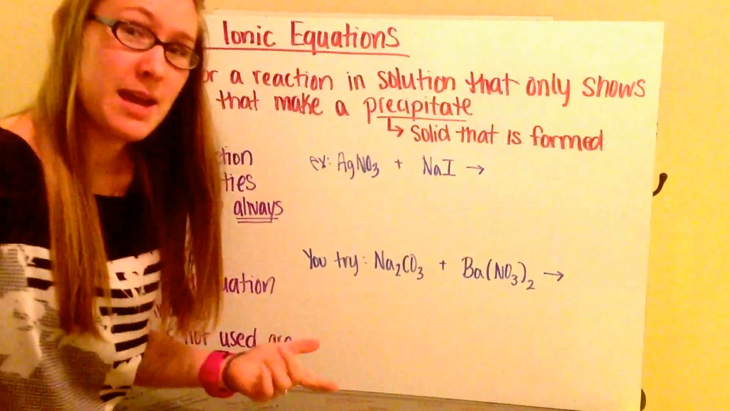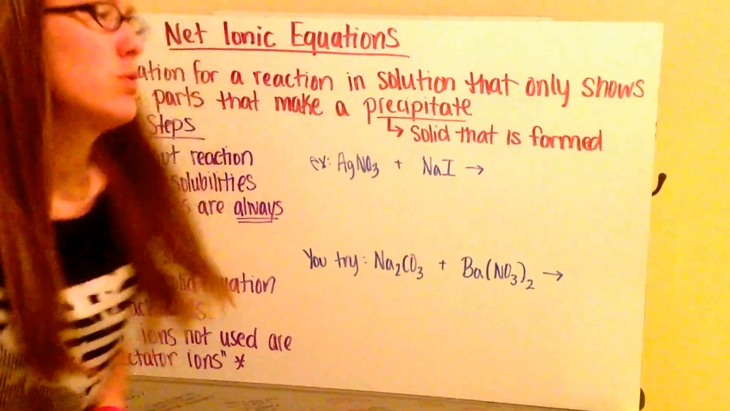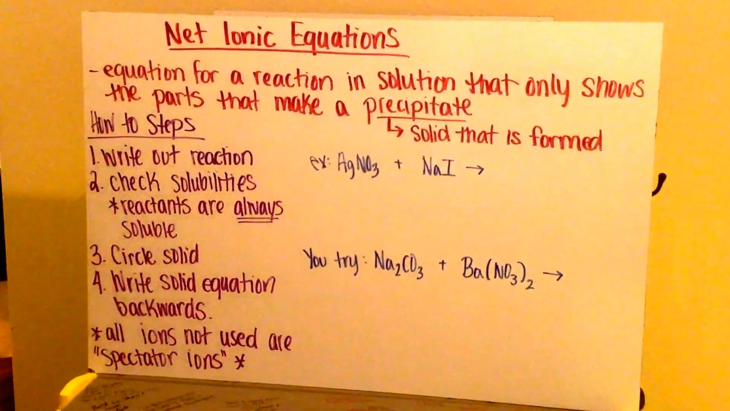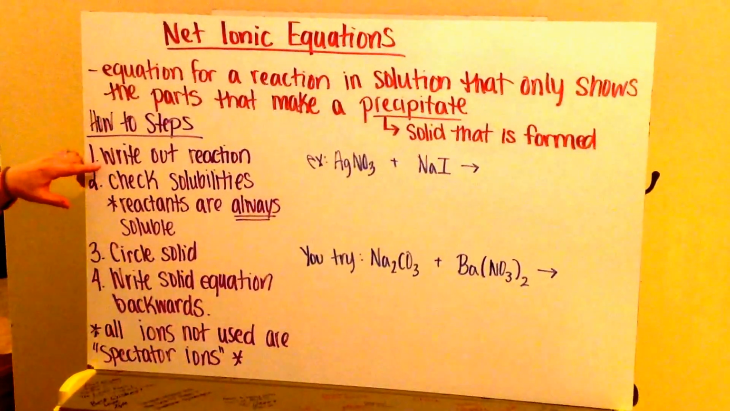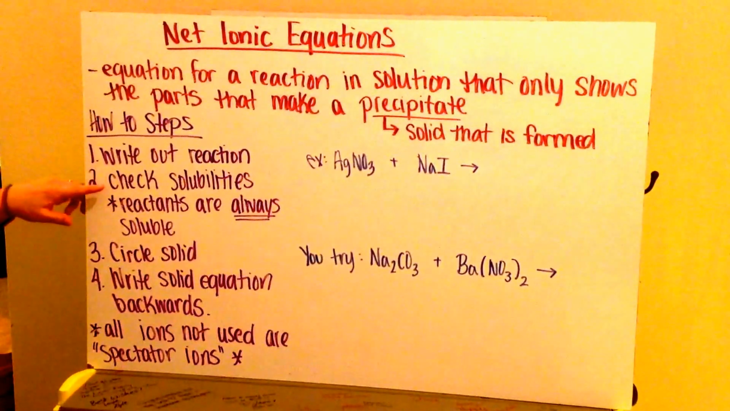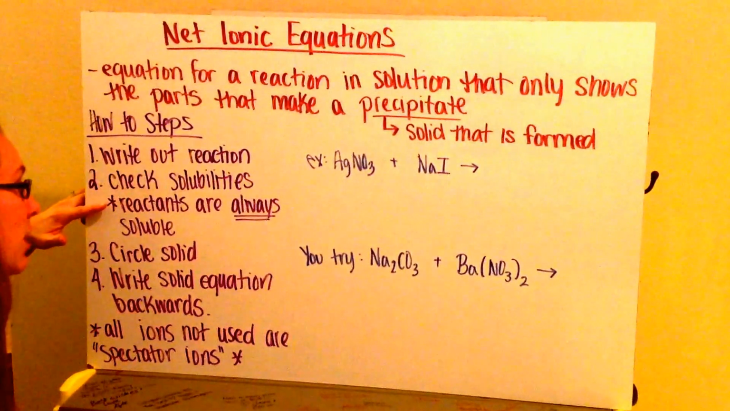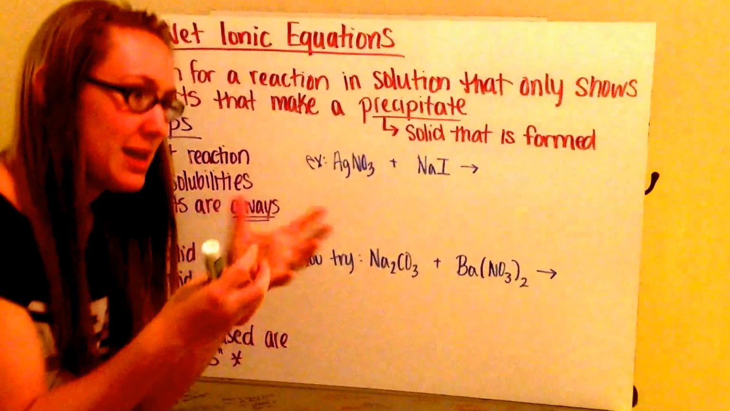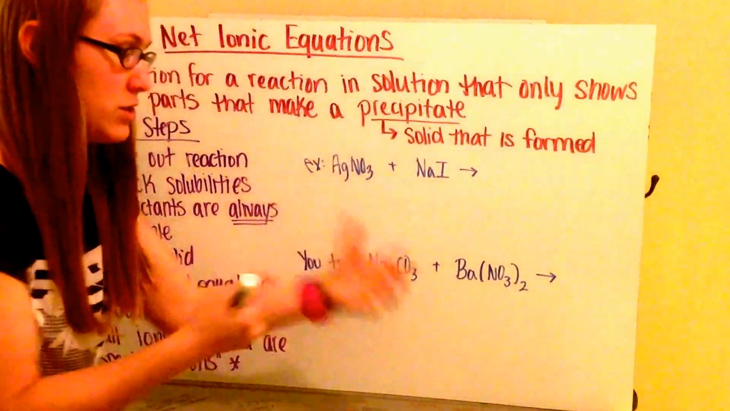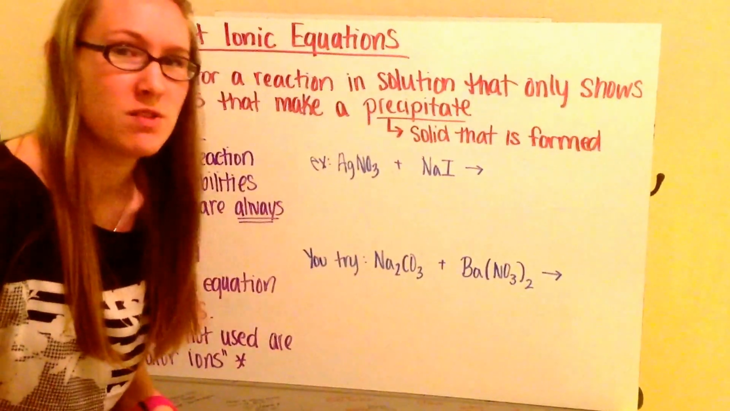There are some different steps we need to follow when making and determining our net ionic reactions and equations. First, we want to write out our reaction. Then we want to check the solubilities of all of our compounds. Notice that our reactants are always soluble because they have to be soluble to be dissolved in the water of the two liquids that we're going to pour together and react together. And I'll do a demonstration of this in class tomorrow.